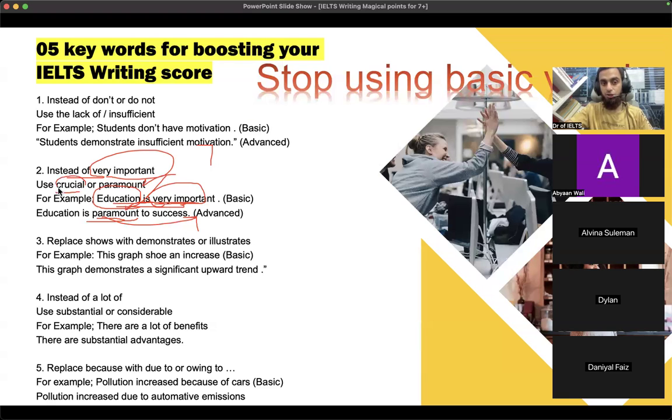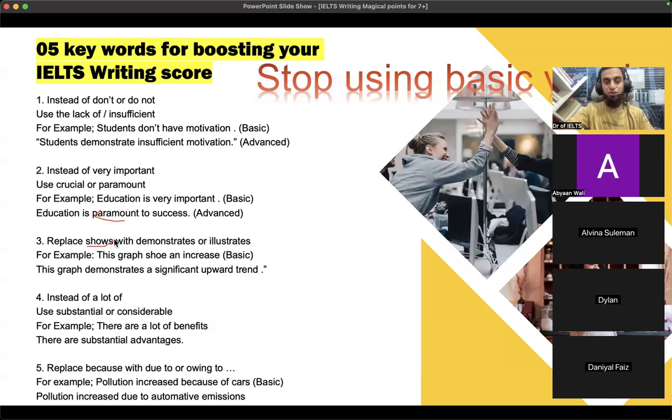Same goes for the word crucial. Crucial also doesn't just mean important, it means very important. Even crucial means so important that you can't live without it, right? So these 2 words are to be used to replace "very important." So go for this.